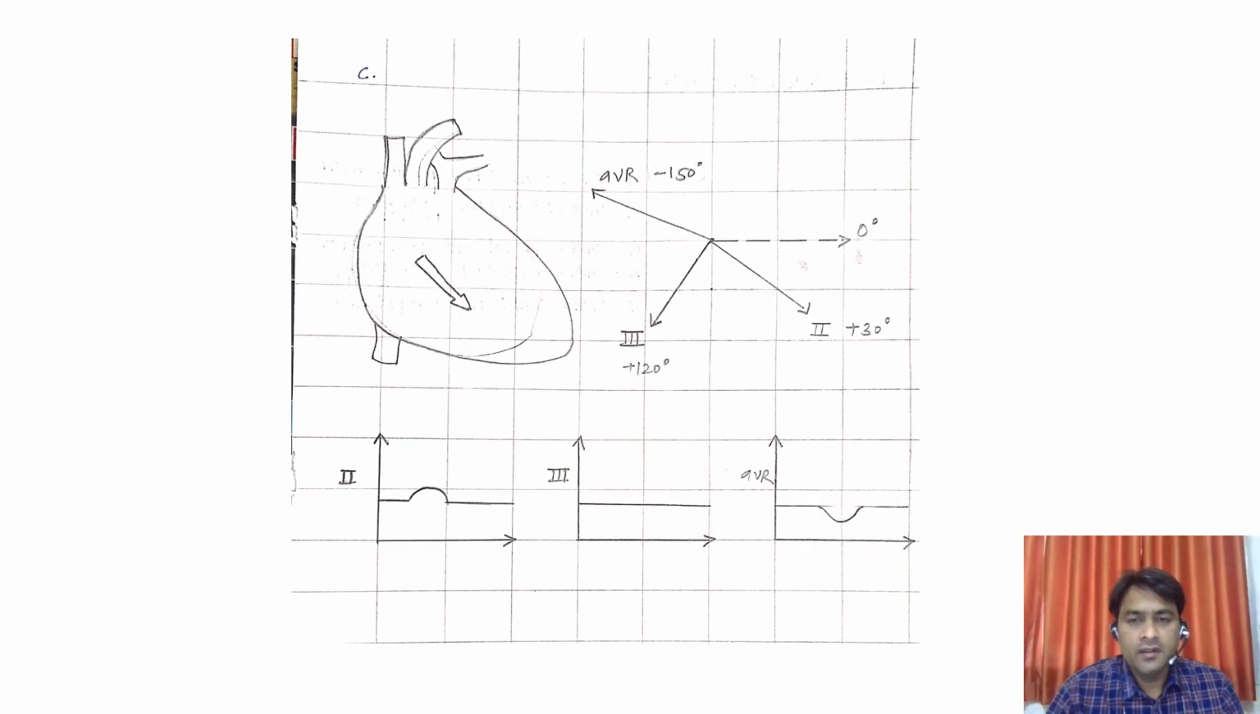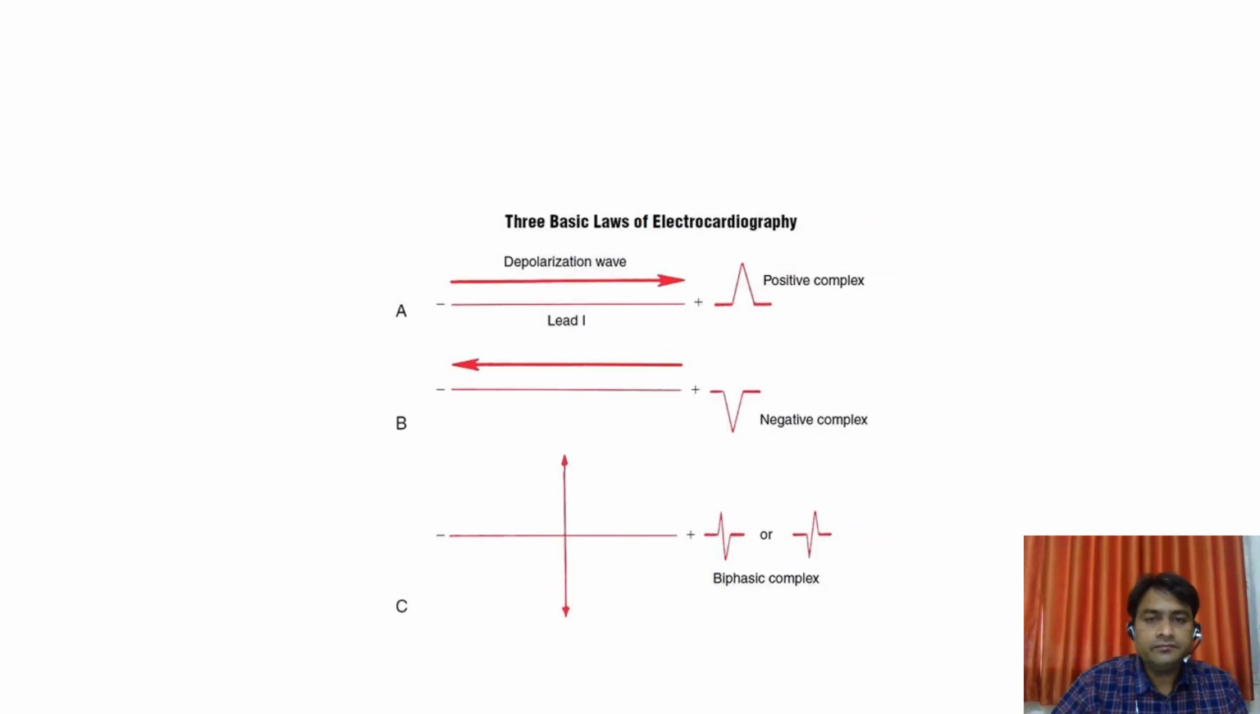By convention, if the depolarized wave is moving towards the recording electrode, it is recorded as a positive deflection. If the depolarized wave is moving away from the recording electrode, it is recorded as a negative deflection. And if the depolarized wave is moving perpendicularly, then it is recorded as an isoelectric or biphasic line. Likewise, a depolarized wave moving towards the electrode is a positive complex, moving away is a negative complex, and perpendicular is a biphasic complex.